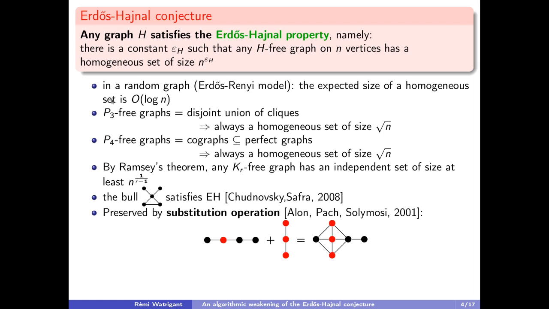So by using these graphs and this substitution operation, you can construct many graphs satisfying this Erdős-Hajnal property, but still not that many graphs. So there are very simple graphs which are still open for the Erdős-Hajnal property, and the most famous ones are P5, the path with 5 vertices, and C5, the cycle on 5 vertices. So it is still open whether Erdős-Hajnal holds for these graphs, and this is quite a long-standing open problem in the area.